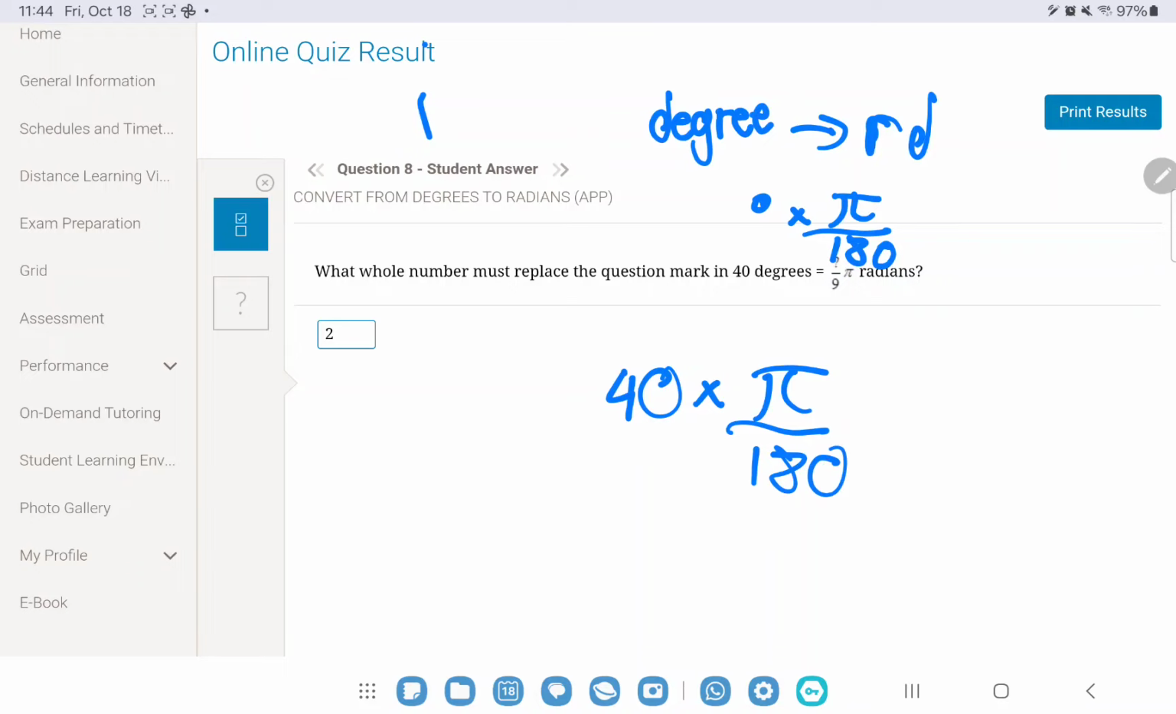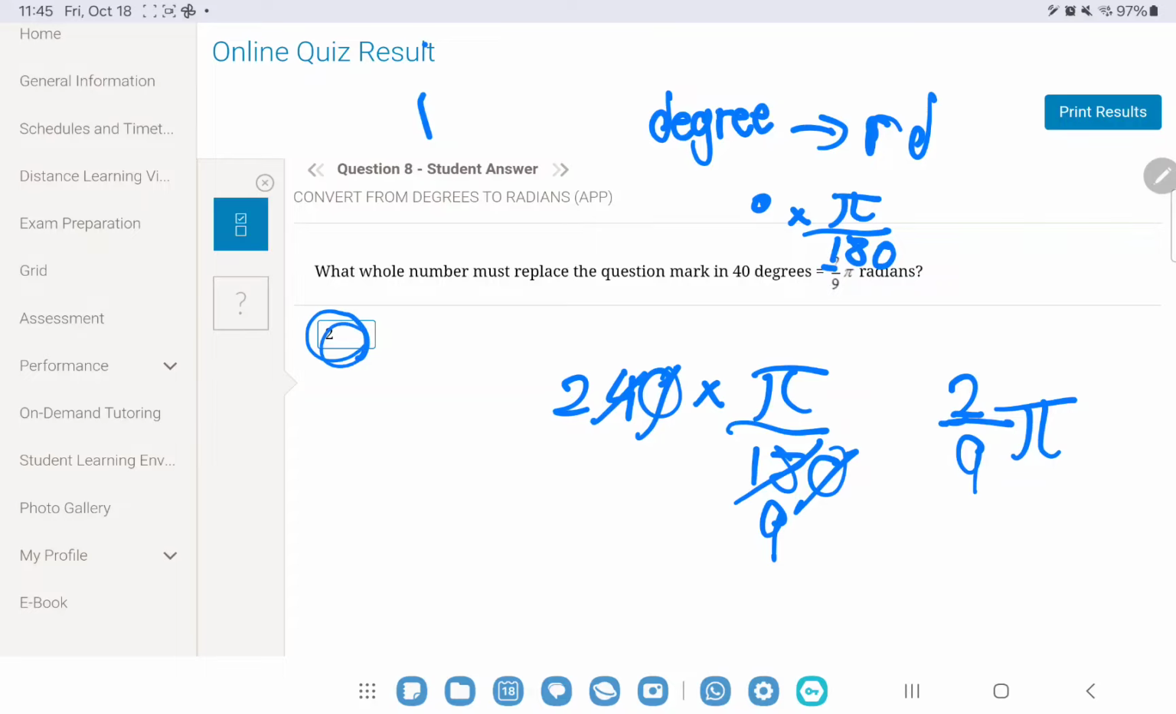So what you do is you just simplify. 0 can go with 0. And now this divided by 2 is 2, and this divided by 2 is 9. And that gives you a question mark over 9 pi. You're left with 2 over 9 pi. The question mark is in place of the 2. So your answer is 2. And that's it for this question.